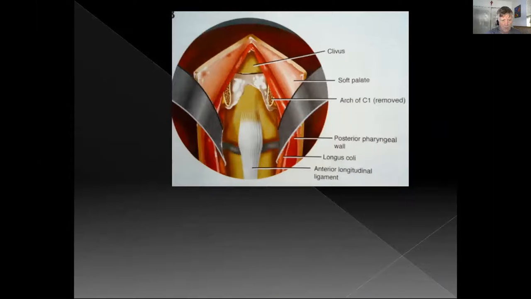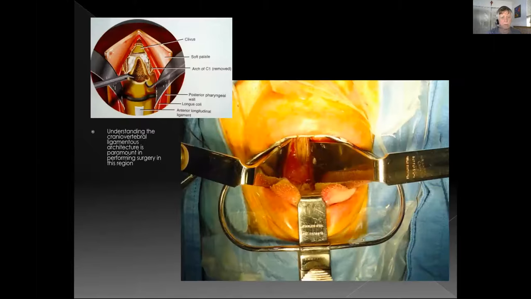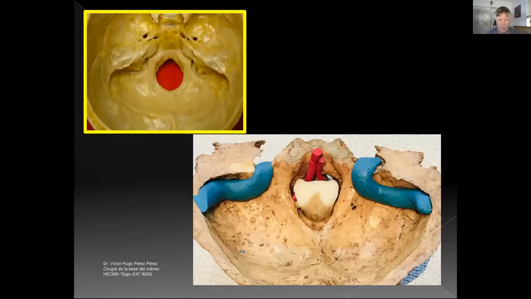This is another picture in which we are seeing the clivus, soft palate, arch of C1 has been removed, and the posterior pharyngeal wall, longus colli, and anterior longitudinal ligament. This is a picture in a real patient doing this kind of surgery. So here we have a skull base to comprehend this architecture, this bone region. And in the right side, we have the model that I am doing, in which you can see the medulla and the vertebral arteries and this venous sinus.